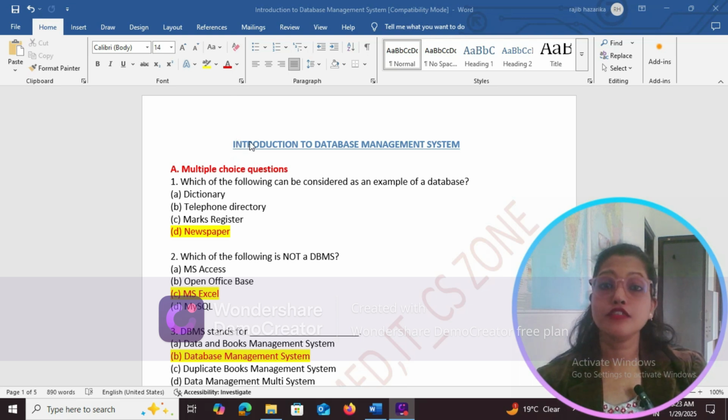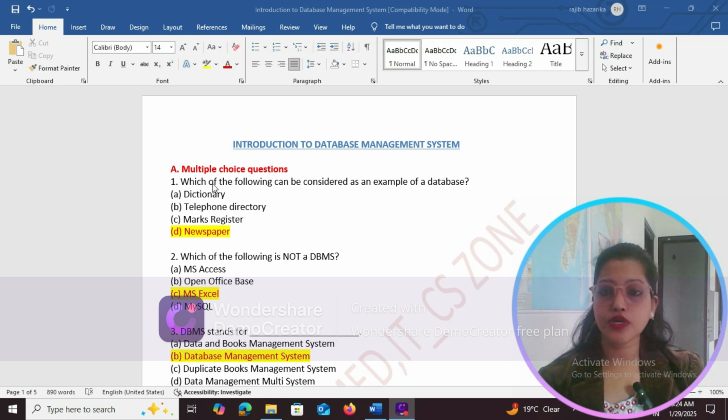Today I'll discuss the question answer of Introduction to Database Management System of Class 10 Information Technology. As the exam is near, I thought we should discuss the question answer. So I have brought the question answer. The first one is multiple choice questions.